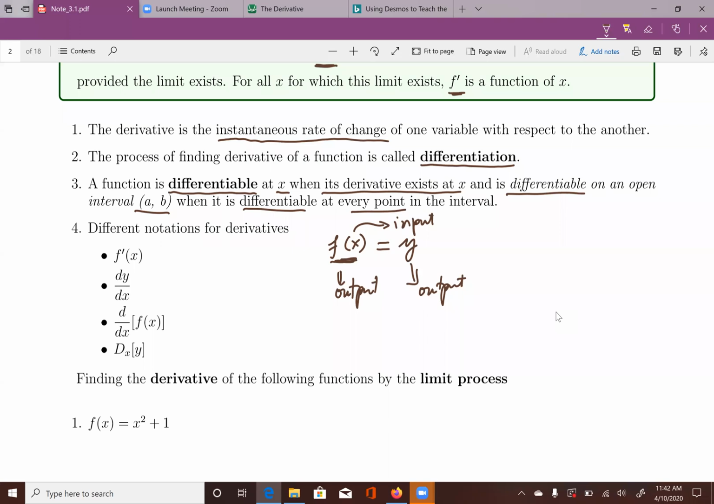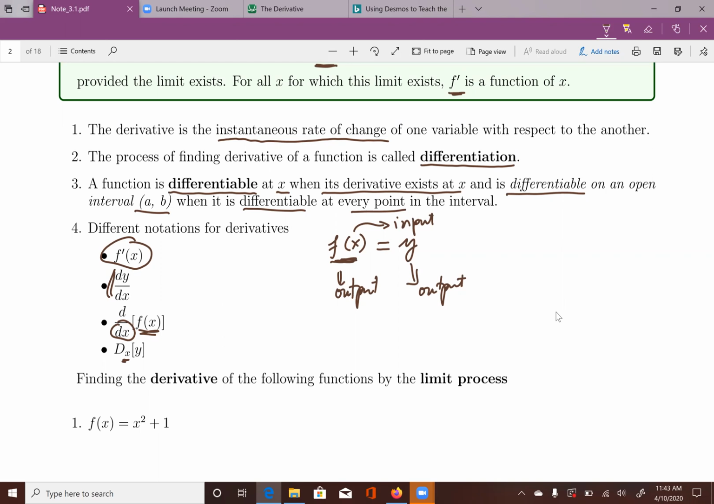All right, so you can use f prime of x to denote the derivative of f of x. You can use dy over dx to denote the derivative of y, of the function y in terms of x. So dx here will tell you the input of the function. Or you can use d over dx of f of x. Again, it's just the derivative of f of x in terms of x. Or you can use big D, x and y in the brackets. Again, it denotes the derivative of y in terms of x.